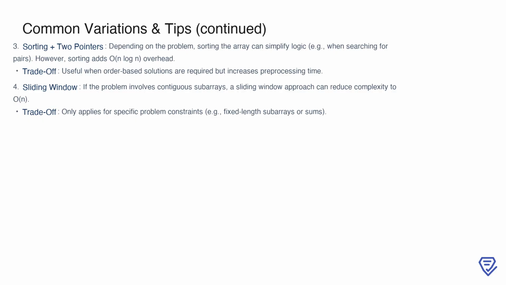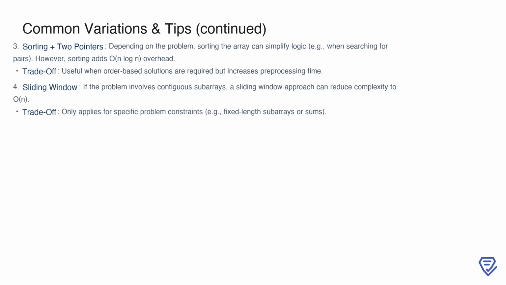Now, there are a few more approaches worth noting. Sorting combined with a two-pointers technique can simplify problems that involve searching for pairs or maintaining order-based relationships. However, keep in mind that sorting introduces an O(n log n) pre-processing overhead, so this approach is most useful when the problem inherently benefits from an ordered structure.